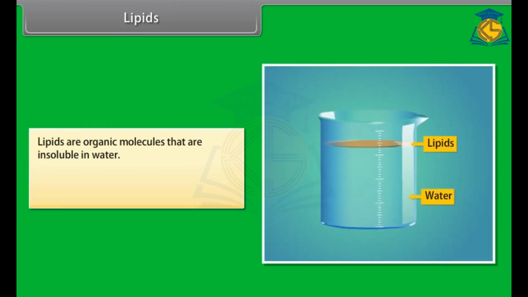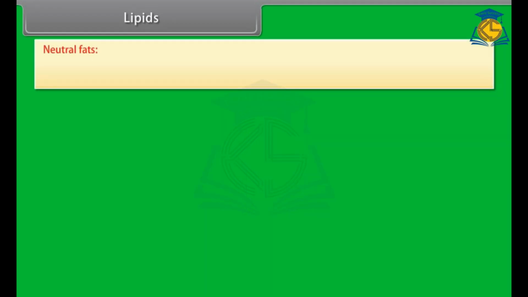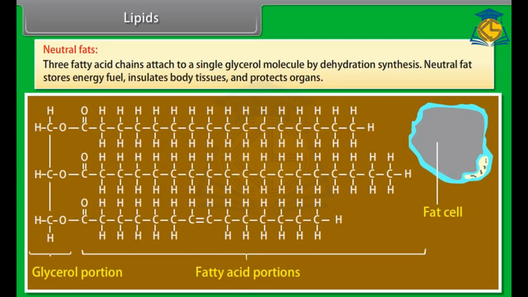Lipids. Lipids are organic molecules that are insoluble in water. Three examples of lipids are neutral fats, phospholipids and cholesterol. Neutral fats: three fatty acid chains attached to a single glycerol molecule by dehydration synthesis. Neutral fat stores energy fuel, insulates body tissues and protects organs.